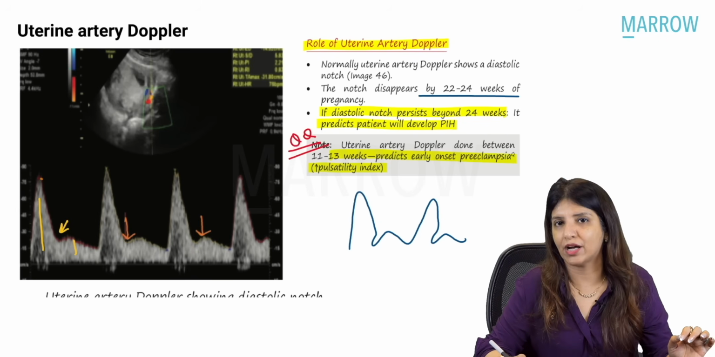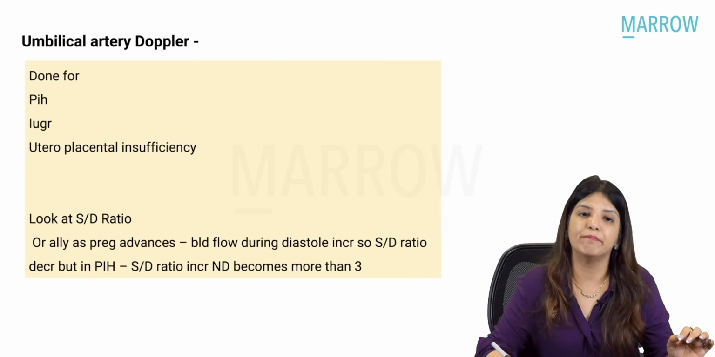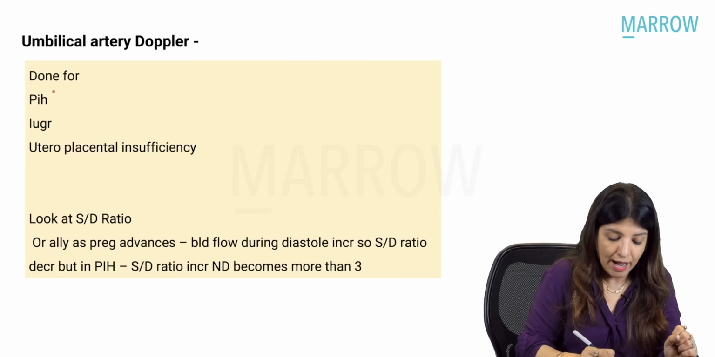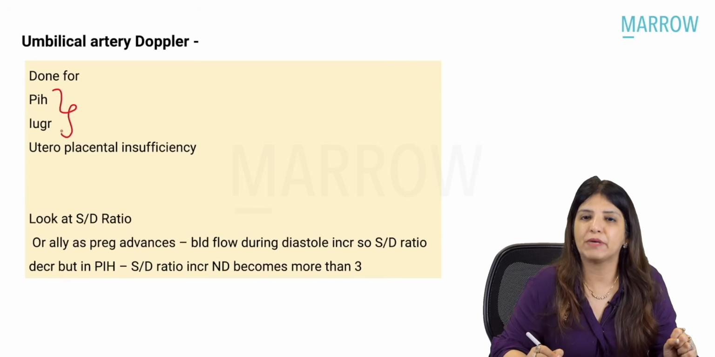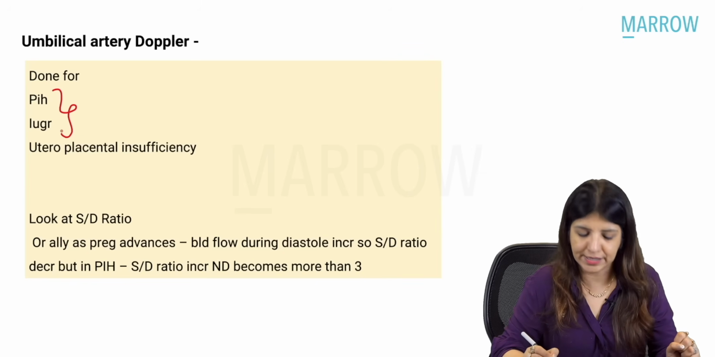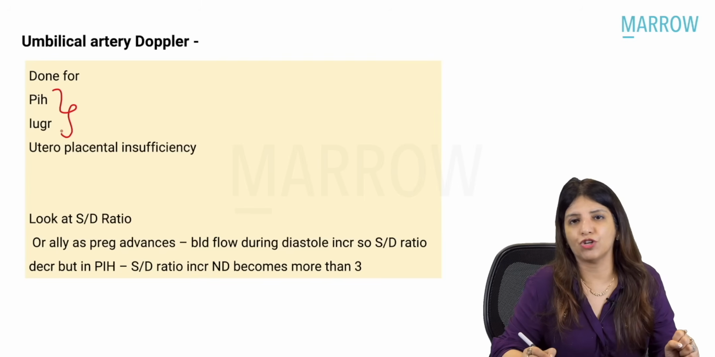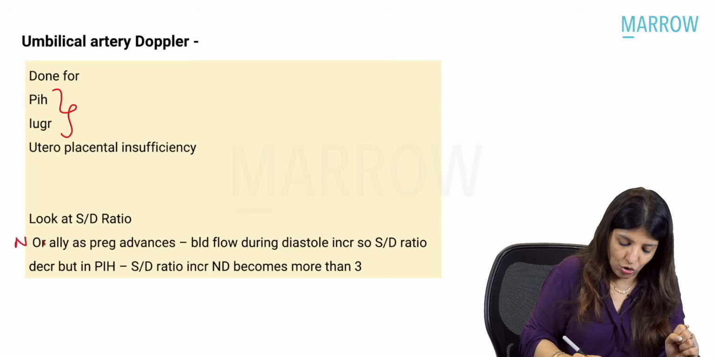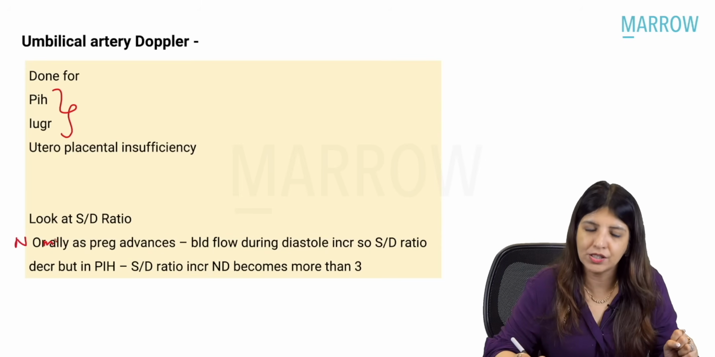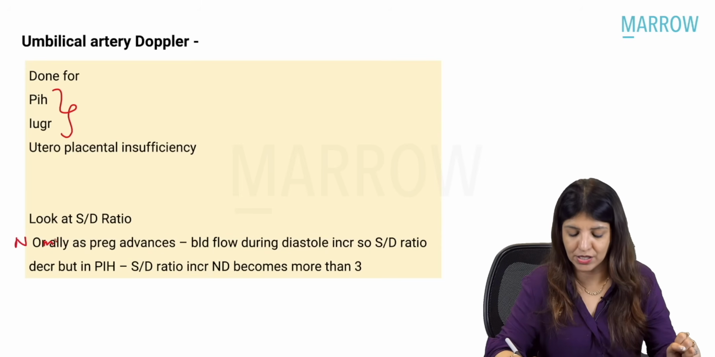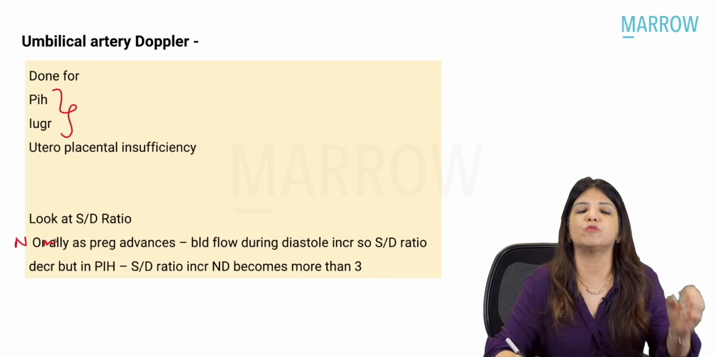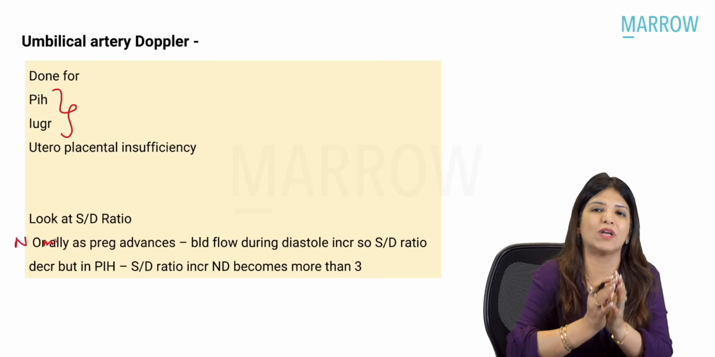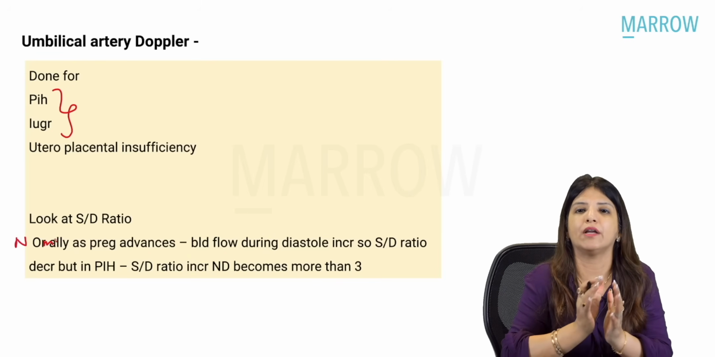Other than uterine artery Doppler, you should know umbilical artery Doppler findings as well. Images related to umbilical artery Doppler: it is done for PIH, IUGR and uteroplacental insufficiency. In umbilical artery Doppler, we have to look at the SD ratio. Please remember, normally, as pregnancy advances, blood flow during diastole increases. Why does blood flow during diastole increase? Because blood flow during diastole depends on the vasoconstrictors and vasodilators which are present in the mother's blood.